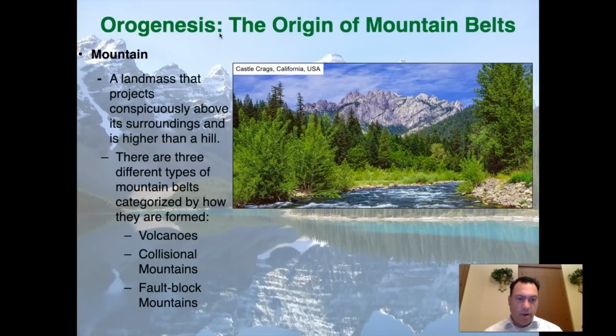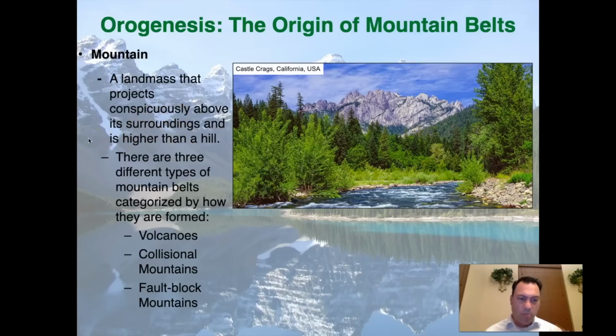All right, so the very first thing we need to do in our journey to learn about mountains and their origins is to define what a mountain is in the first place. We need to define our terms. And so we're going to define it just the same way that the Oxford English Dictionary would do. It's a landmass that projects conspicuously above its surroundings and is higher than a hill.